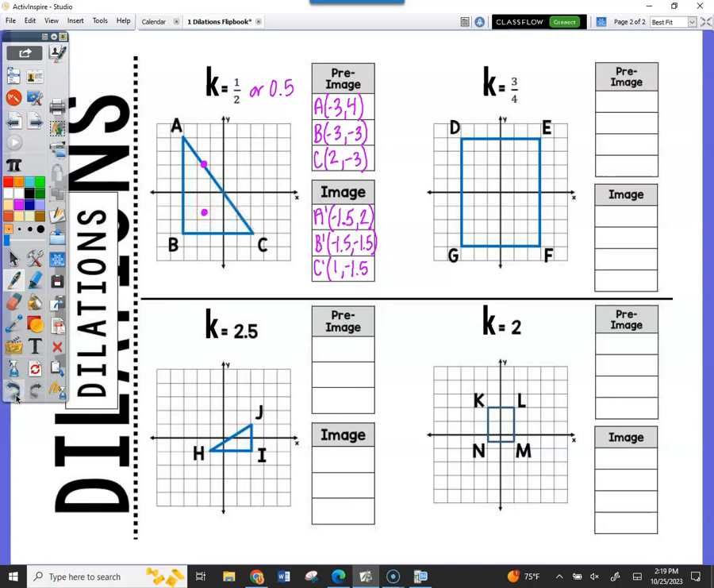Now, question, what if I graph mine and I end up like this? Oh, you did something wrong. You should know that these dilations should line up within the same area of the pre-image. You should be able to determine it's the exact same shape. It's just a different size. It should have the same orientation, which means how it's turned. Everything should be the same.